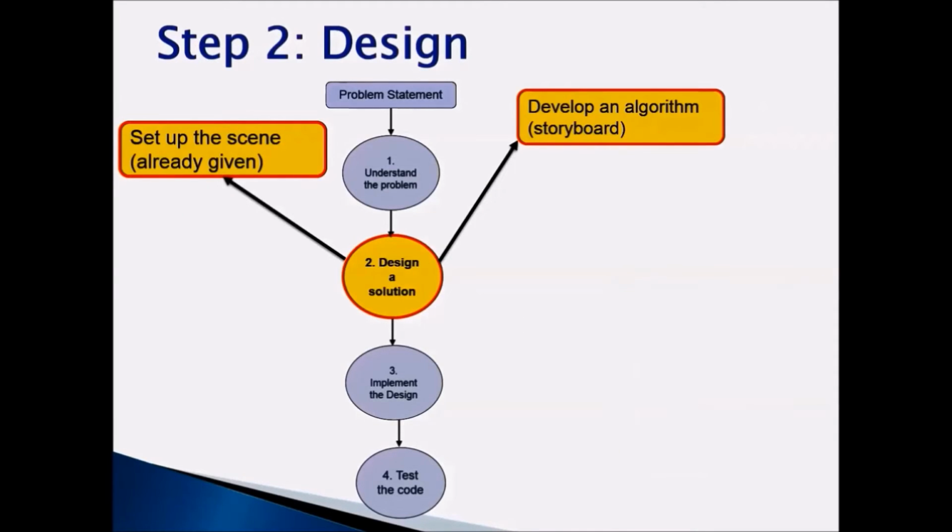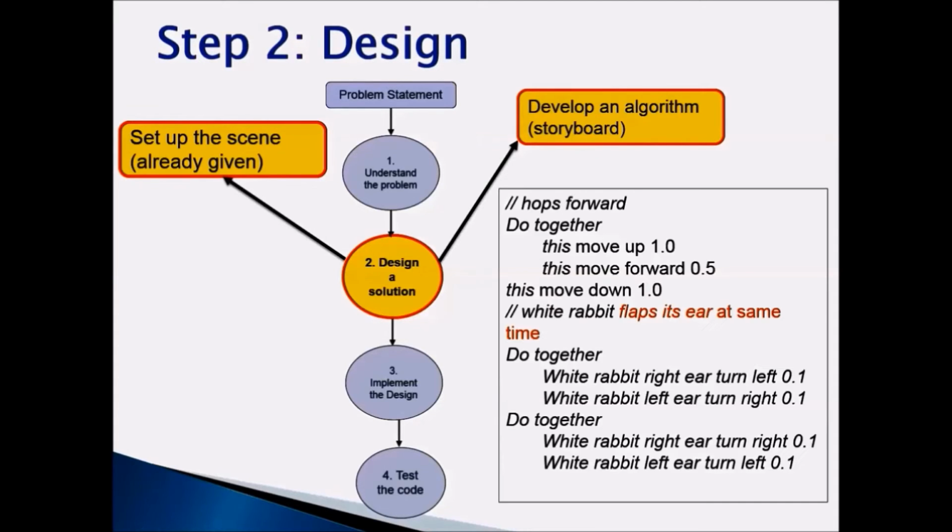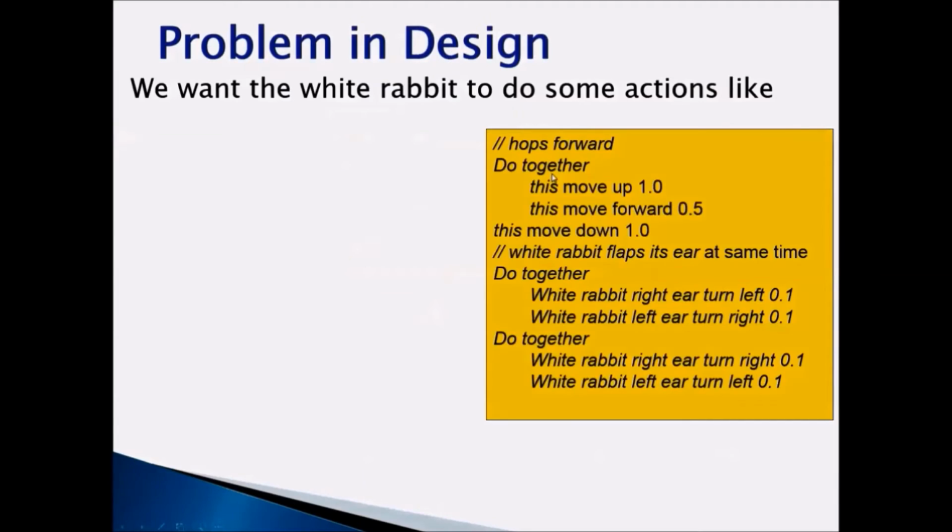Let's take a look at our step 2, design. When we talk about a solution, we need to first set up the initial scene, which is already given to you. The next thing we need to do is develop an algorithm. This is what we have done traditionally so far in Chapter 1. When we write an algorithm for the actions to happen, we write down step-by-step instructions. We want the white rabbit to do some actions like hop forward and flap its ears, and we write our instructions for that.